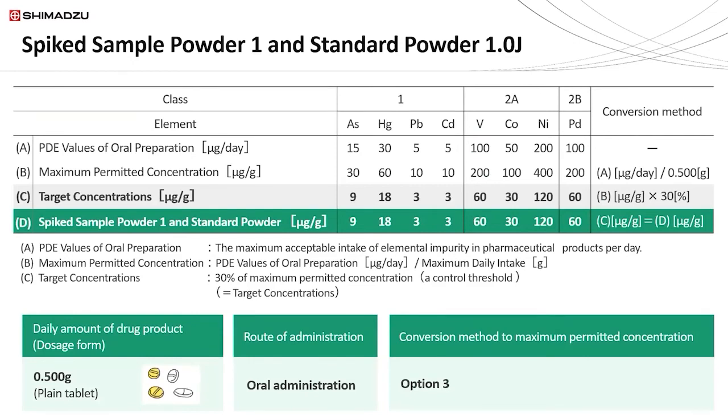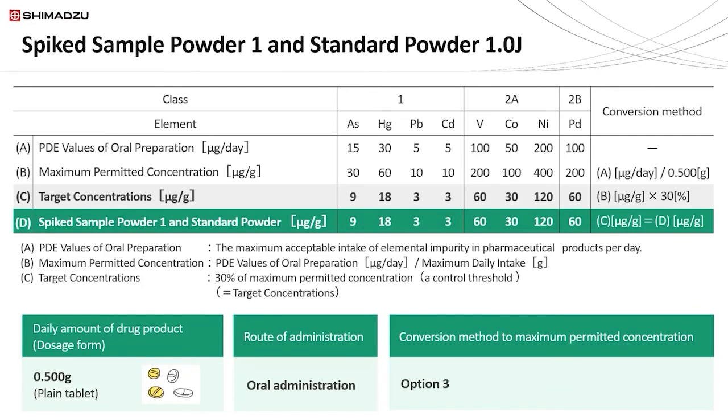So here's the spiked sample powder 1 and the standard powder 1.0 J. This is coming from a tablet where we're assuming the intake is 0.5 grams. So we used option 3 to convert the permitted daily exposure value to the maximum permitted concentration. In this case, because it's 0.5 grams, the last one I showed was 0.3 grams.